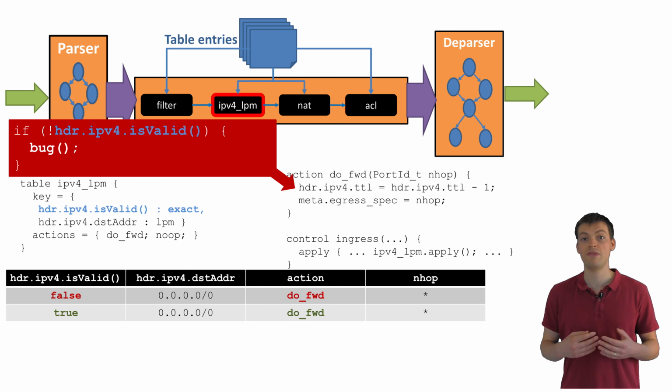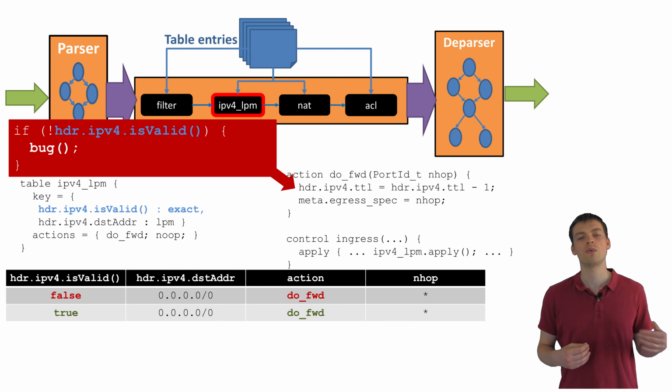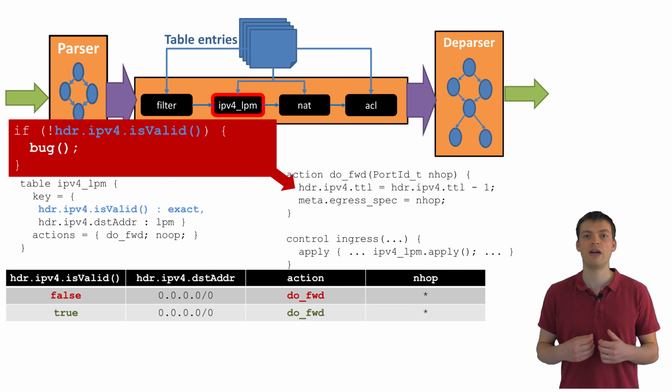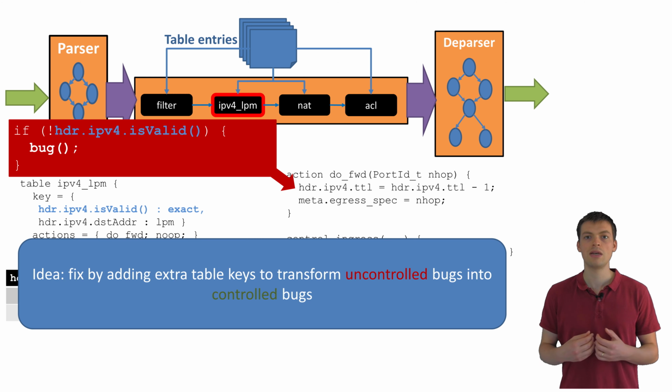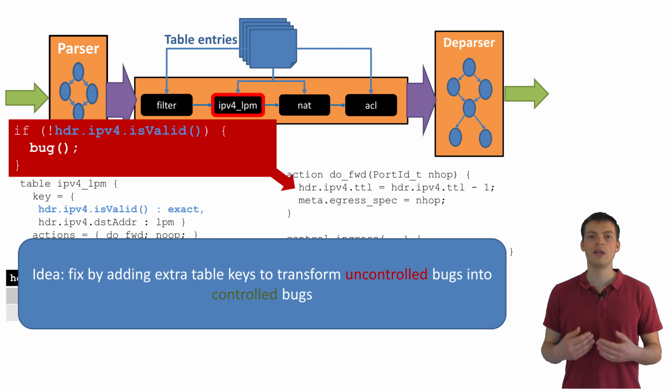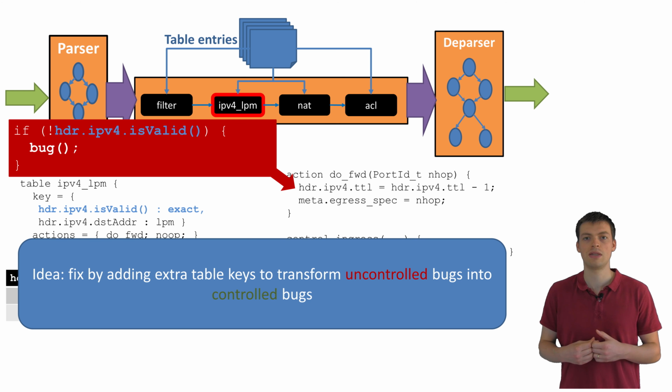What if we add the validity bit of the IPv4 header to the set of table keys of table IPv4 LPM? Well, this is what the table entries look like. Clearly, the rule in green will never trigger bugs. The rule in red, however, will always trigger an undefined behavior, and thus can be filtered out by the controller. This means that this bug has now become controlled. So here's the idea. Whenever we are dealing with an uncontrolled bug, we can convert it into a controlled bug by simply adding extra table keys.